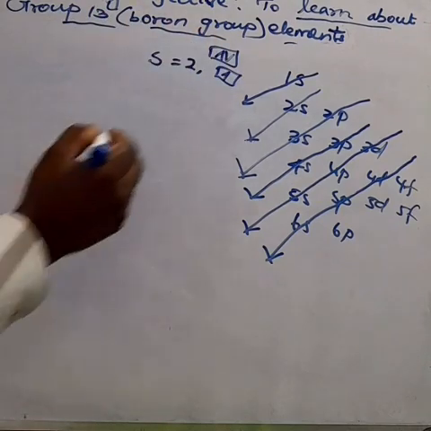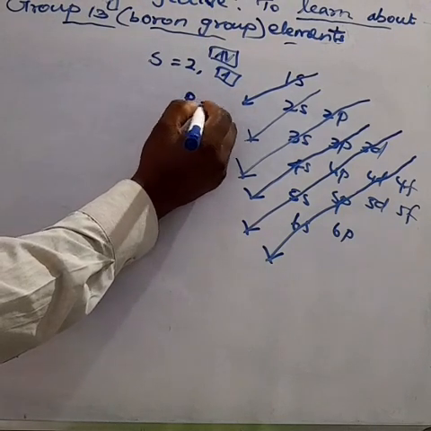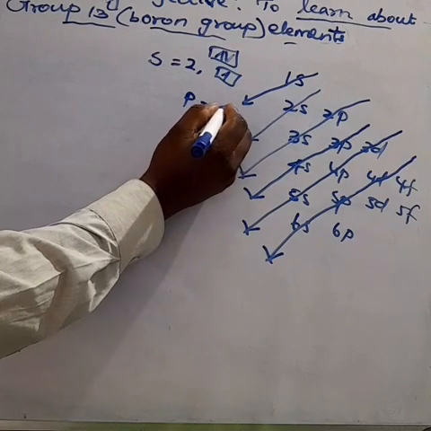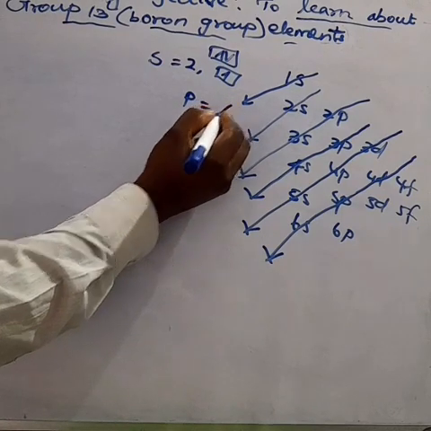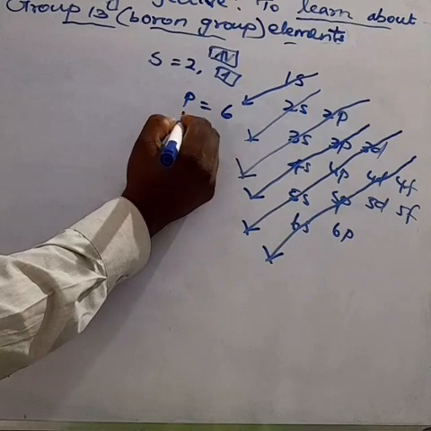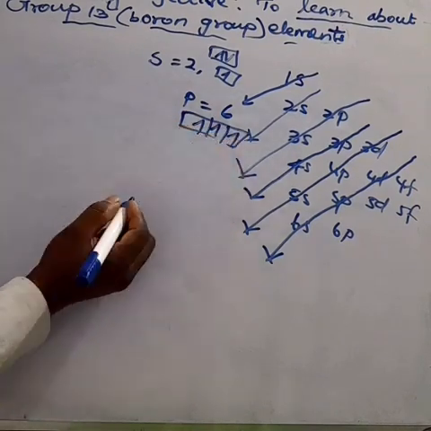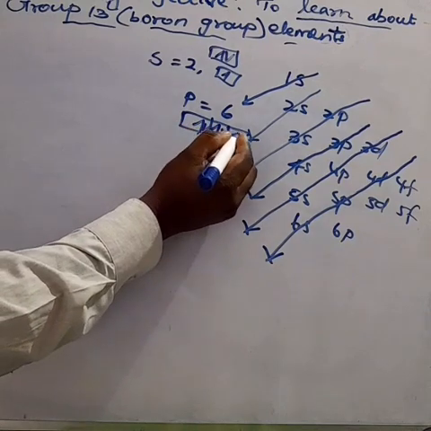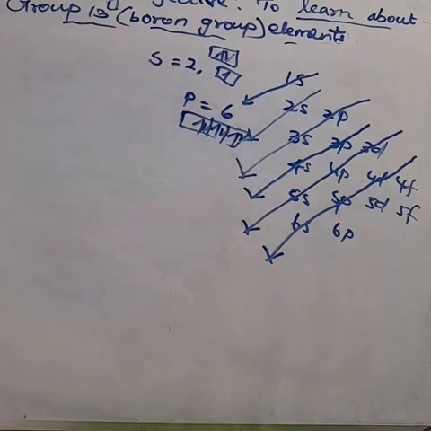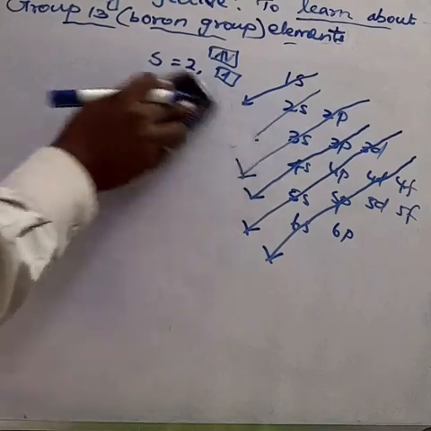Next, the p subshell. In the p subshell we can accommodate a maximum of 6 electrons. First start with a single electron, next again a single electron, next again a single electron, then pairing takes place. Am I right? We already learned this thoroughly in 11th standard. If you have any doubt, please ask me.